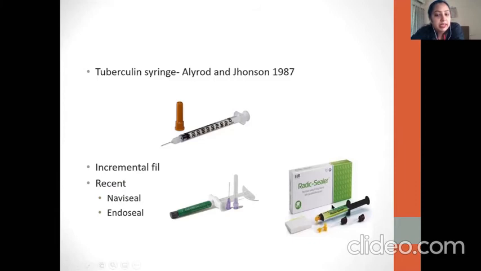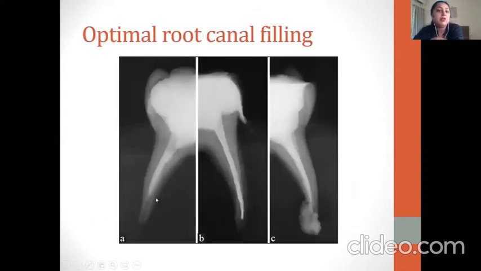Okay. Root canal sealer uses calcium hydroxide and iodoform. EndoSeal, again, it uses calcium hydroxide and iodoform. Navy seal, it can be available in zinc oxide eugenol and calcium hydroxide both. Okay. Now, what is optimal root canal filling? You can see 3 pictures here. They are cut sections. Okay.